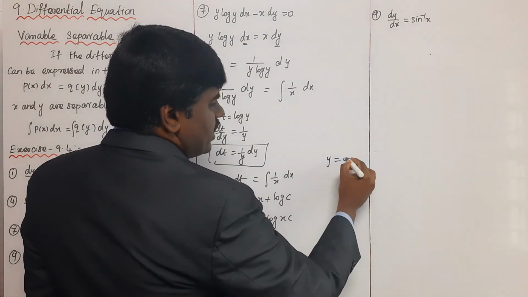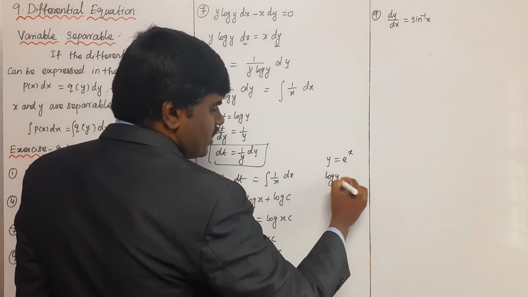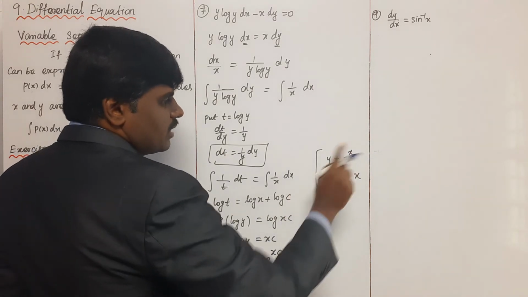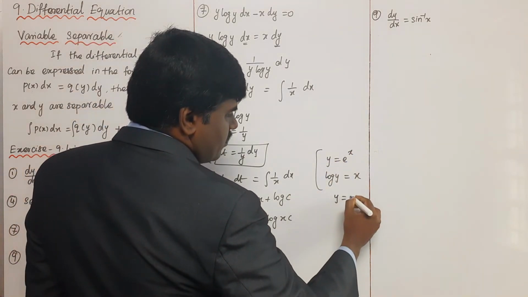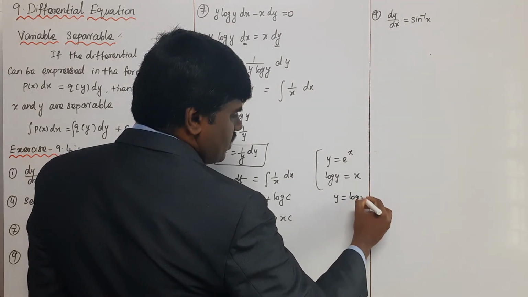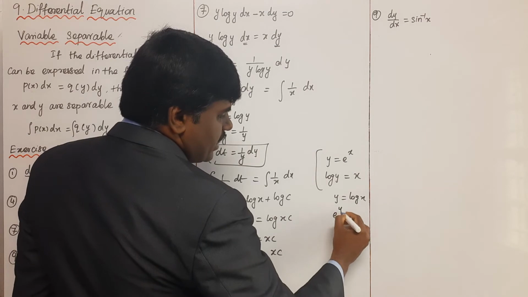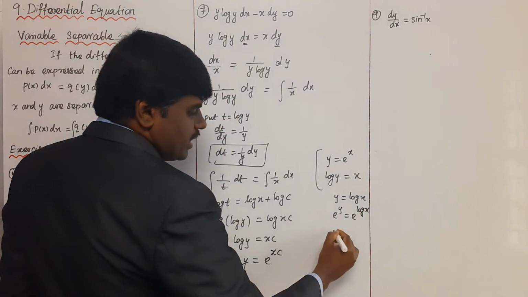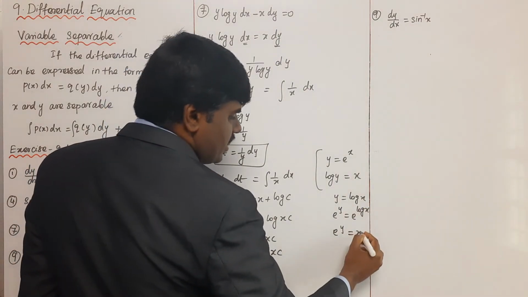y is equal to e power x means, taking log on both sides, x will come. Is that clear? Taking log means the exponential cancels. In the same way, here y is equal to log x will come. So taking exponential e, up here e power y is equal to e power log x. Is that clear? The e and log cancel, and the remaining value is equal to x.